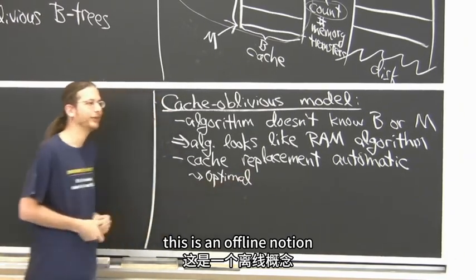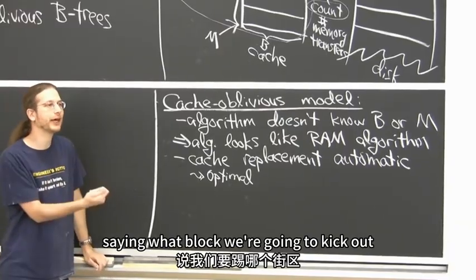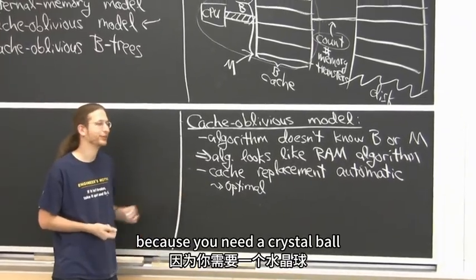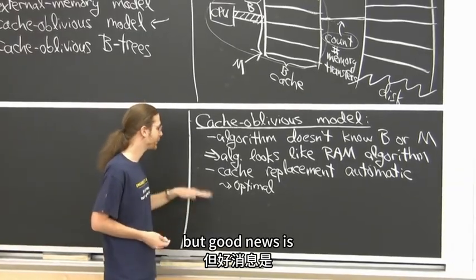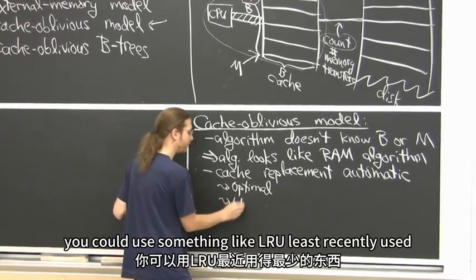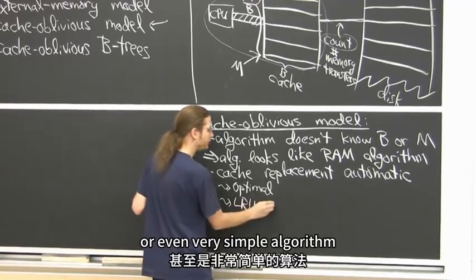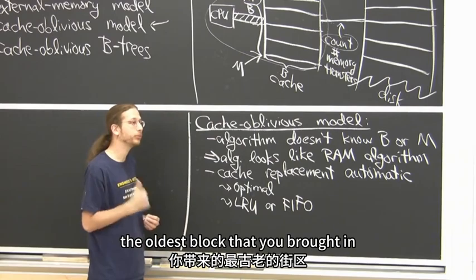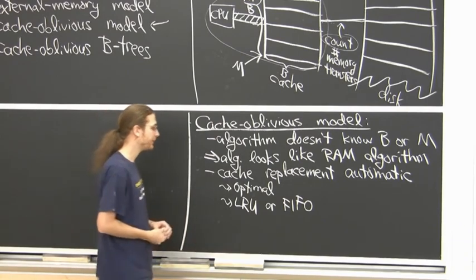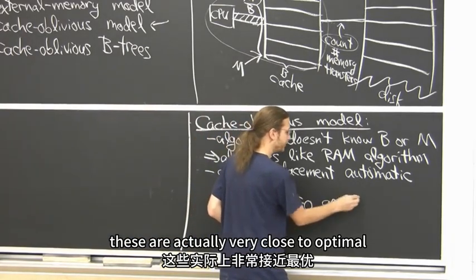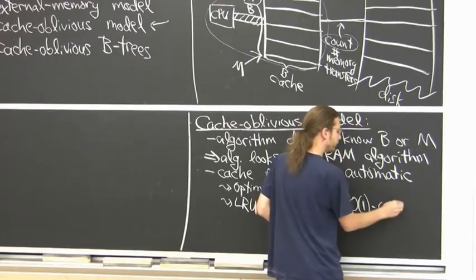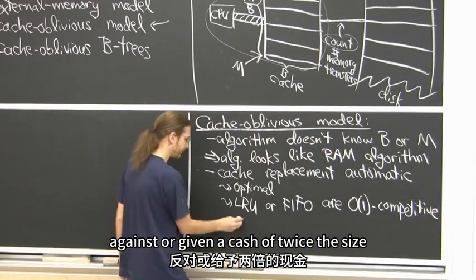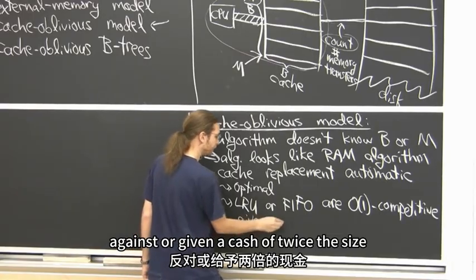This is an offline notion saying what block we're going to kick out is the one that will be used farthest in the future. So this is very hard to implement in practice because you need a crystal ball. But good news is you could use something like LRU, least recently used, kick that guy out, or even a very simple algorithm, first in, first out. The oldest block that you brought in is the one that you kick out. These are actually very close to optimal. They're constant competitive given a cache of twice the size.